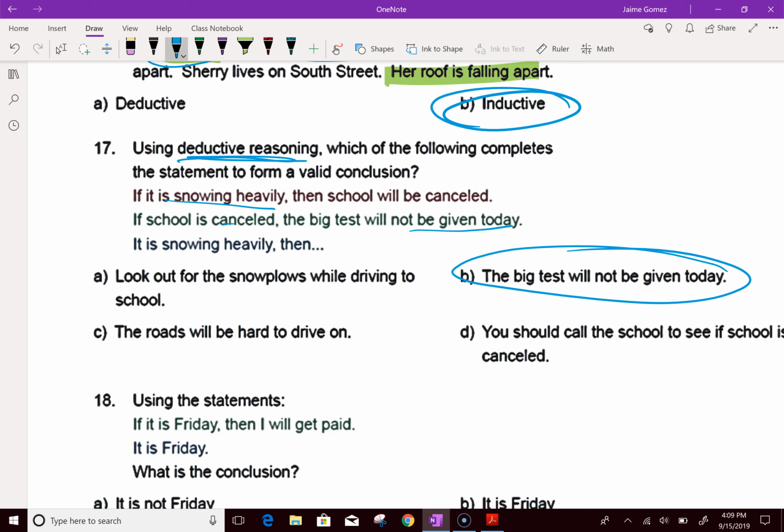Now, are the other ones right? I mean, they could be. Should you watch out for snowplows? Yeah. Are the roads going to be hard to drive on? Yeah, more than likely because it's snowing. But it wants you to use only these statements here. Don't be making your own.